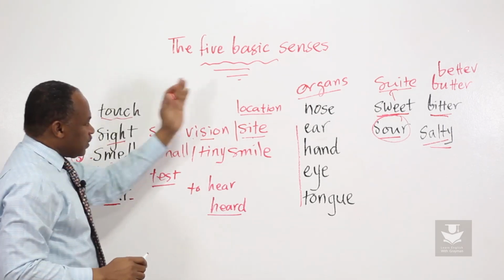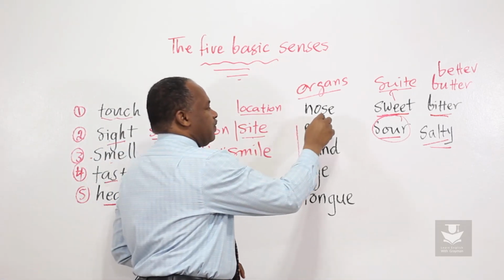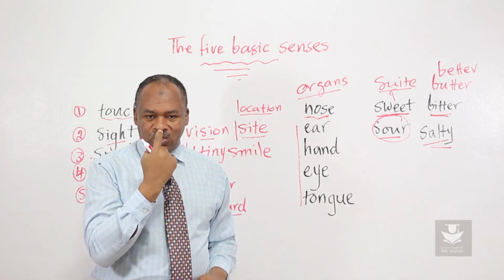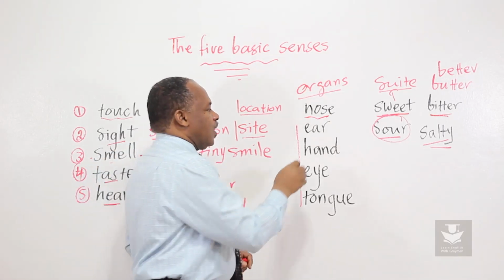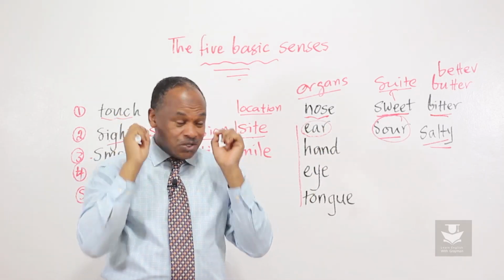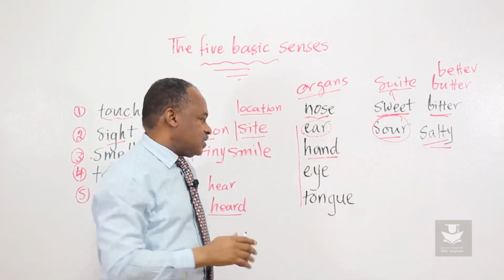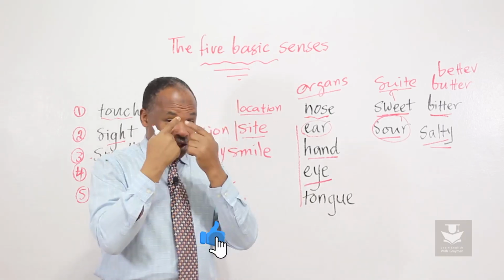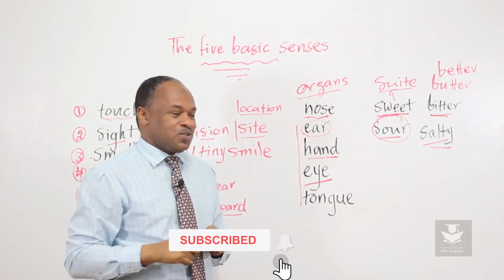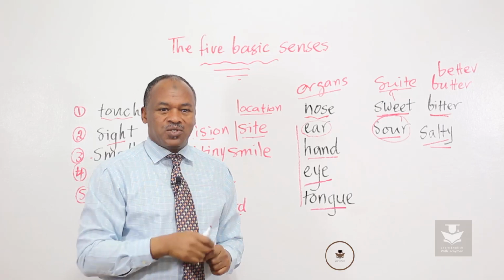So let's look at the organs and then we're going to match them with the senses. We have this one, the nose. This is my nose. And ears. These are my ears. This one, this is my hand. These are my eyes. I don't get wide, big eyes. And this is my tongue.